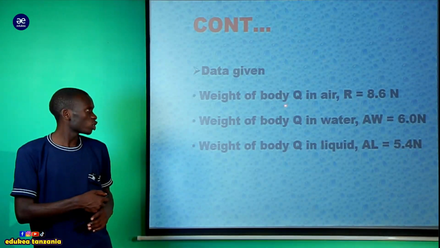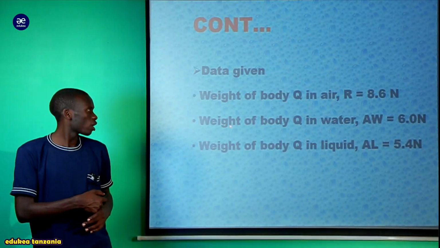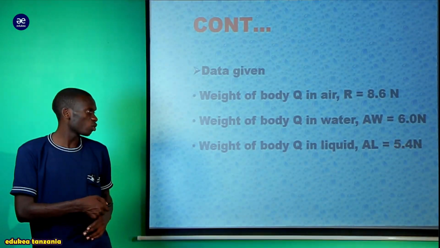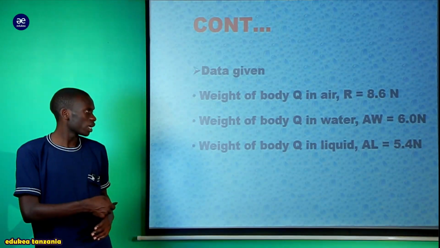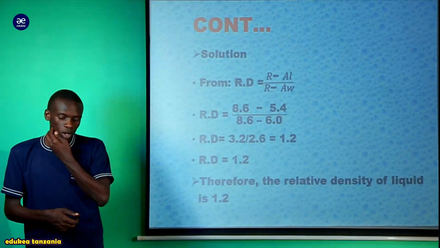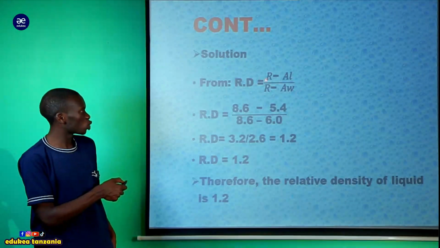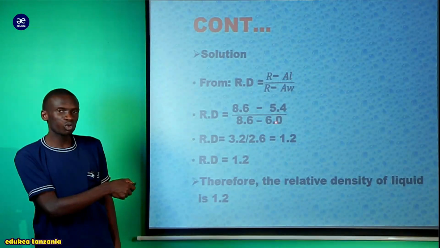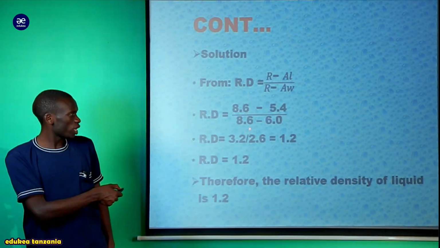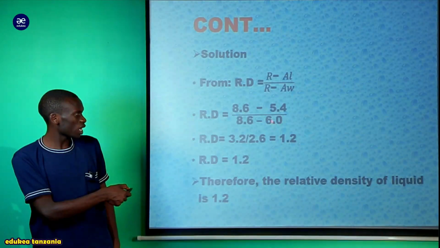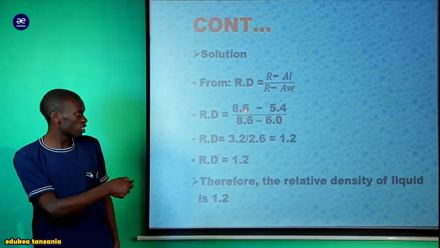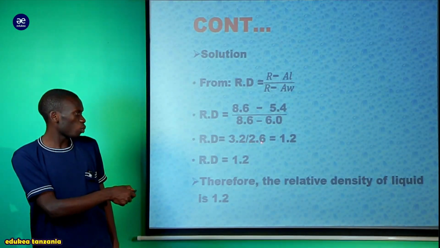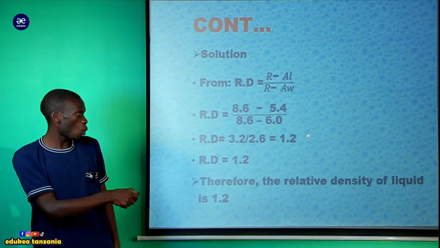So you see, the weight of the body in air is R, the weight of body Q in water is AW, and the weight of body Q in liquid is AL. Tumepewa. Then go to our formula. Relative density is equal to R minus AL over R minus AW. R is 8.6 minus the apparent weight in liquid, 5.4, as given. R is 8.6 and the apparent weight in water is 6.0. If you subtract, you get 3.2, and below, if you subtract, you get 2.6. If you divide this, we get 1.2.